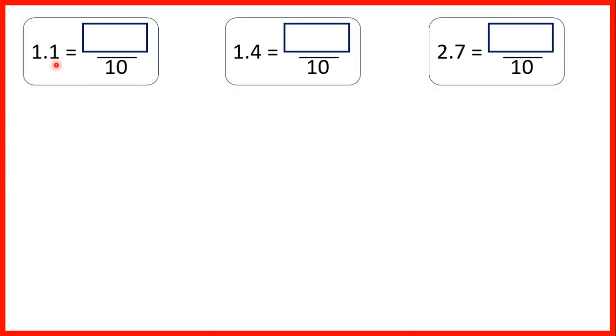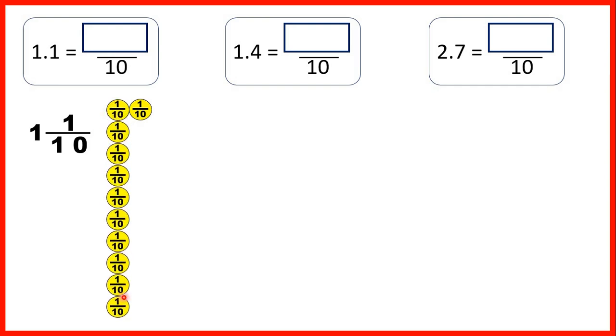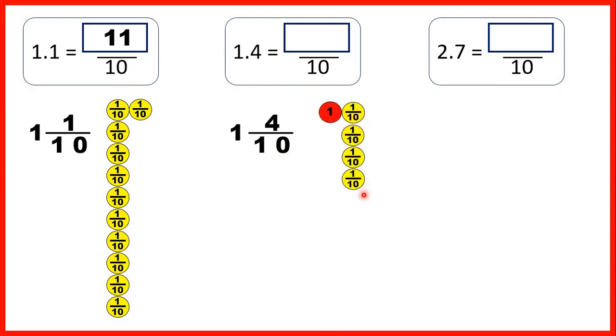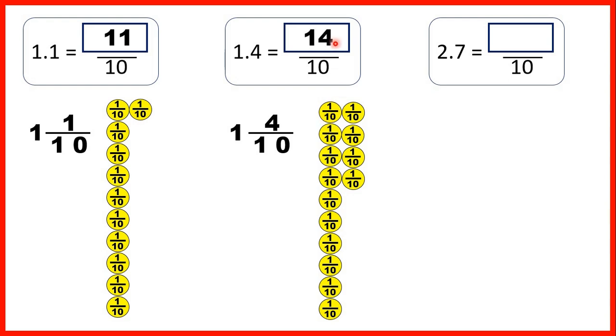We can also show what we've done using place value counters. So 1.1 means we have 1 whole and 1 tenth, so we can have 1 whole place value counter and 1 tenth place value counter. But the question asked us to write that as a fraction over 10. So we exchange 1 whole for 10 extra tenths, meaning that we have 11 tenths altogether. 1.4 is 1 and 4 tenths, so that's 1 whole and then 4 tenths as our place value counters, but again the 1 whole can be exchanged for 10 more tenths, giving us 14 tenths altogether.